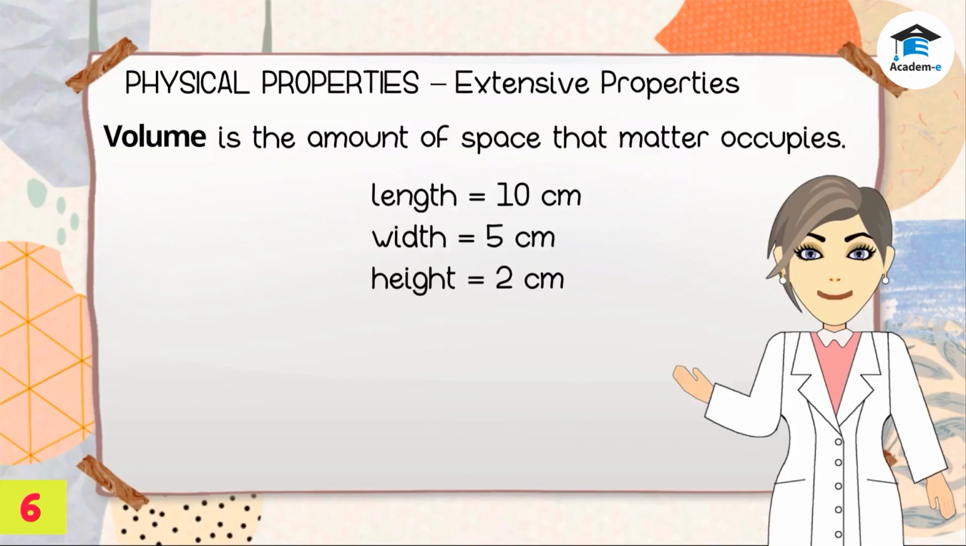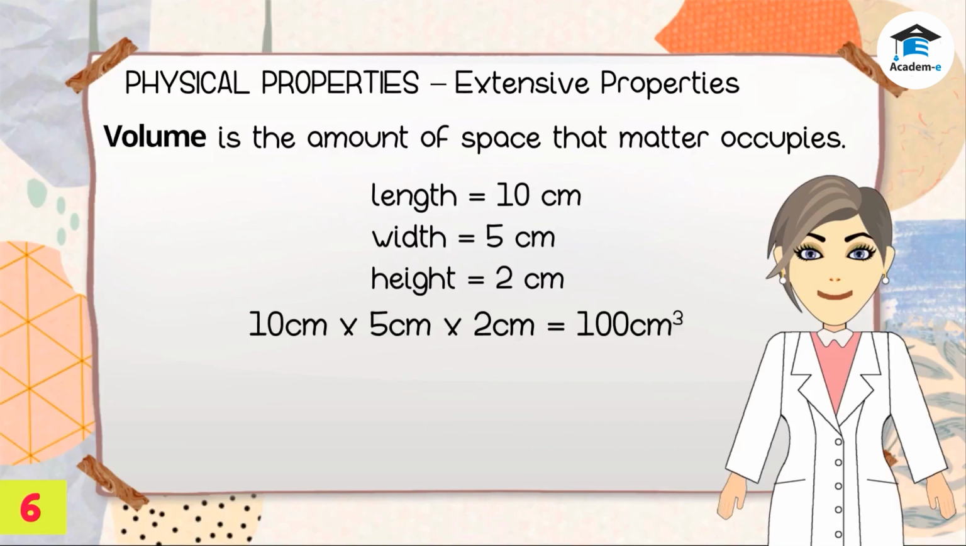If an object's length is 10 centimeters, the width is 5 centimeters, and the height is 2 centimeters, we will multiply the numbers as follows. 10 centimeters times 5 centimeters times 2 centimeters is equal to 100 cubic centimeters.